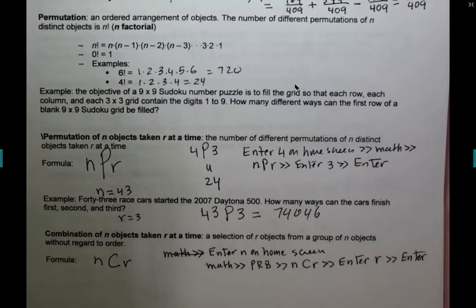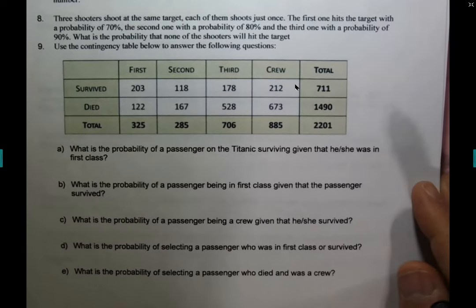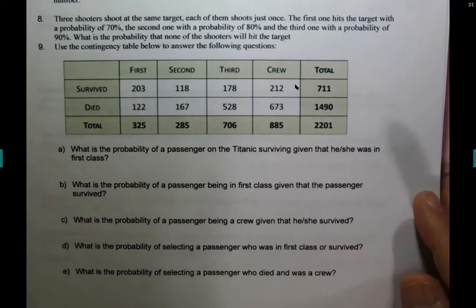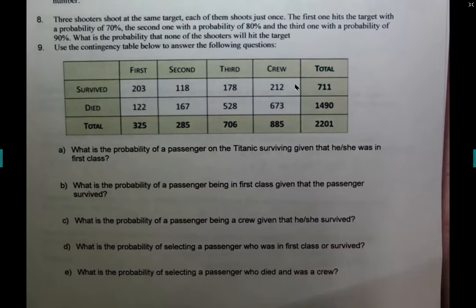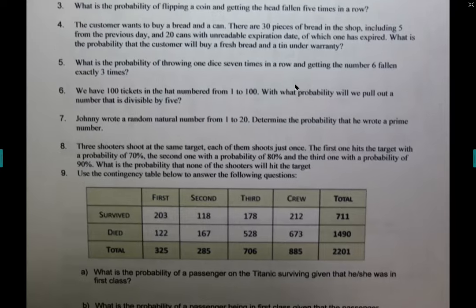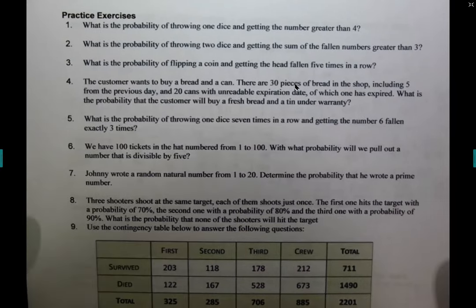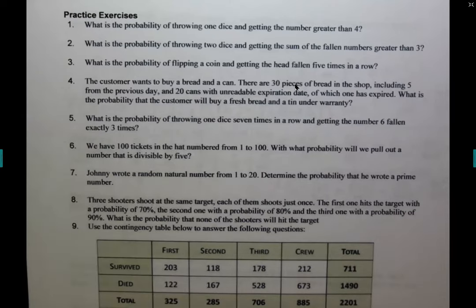So this concludes almost everything that we needed to do in this chapter. And what I'm going to do, guys, for the practice exercises, I'm going to create a video, so I'm going to stop this now. This is the last page. I'm going to create a short 10-15 minute video just for the practice exercises.